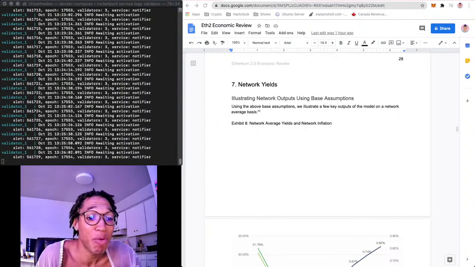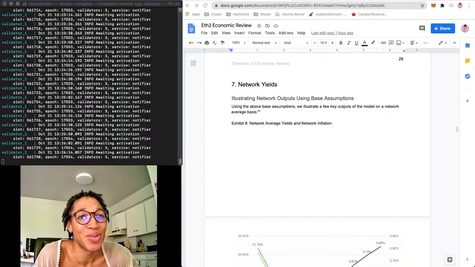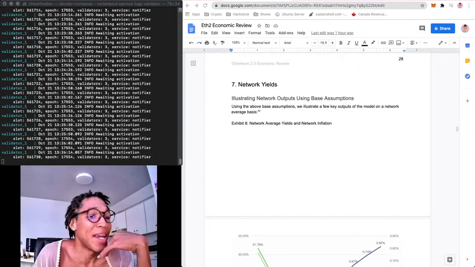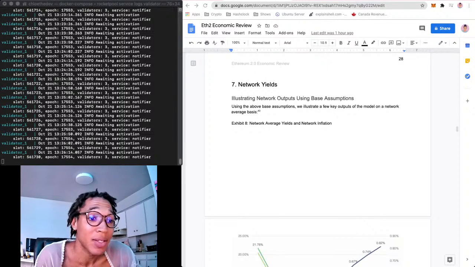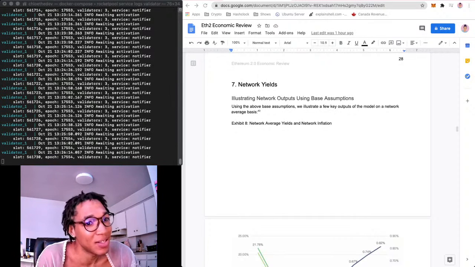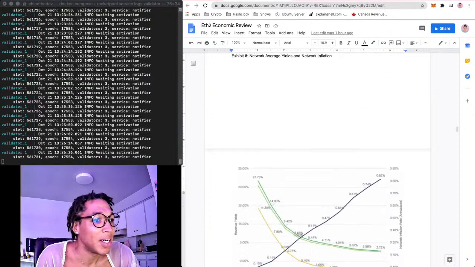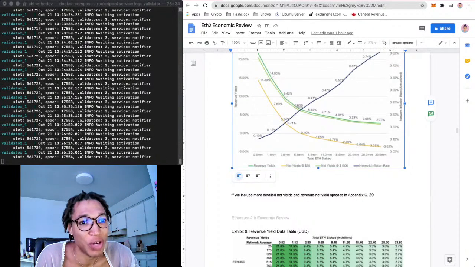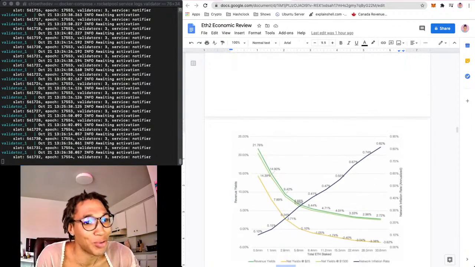So the paper review that we are doing for the day is the ETH2 economic review. On the top corner, you can see the name of the paper. I moved the paper over to Google Docs so that I can highlight more easily. For example, now I can highlight over graphs and show which graph I'm talking about. I'll see if this is easier for me to go through or harder.